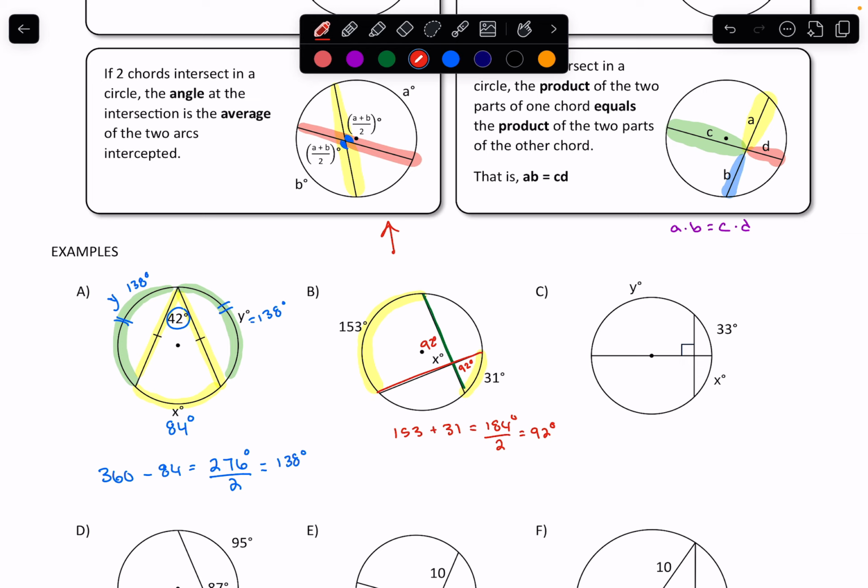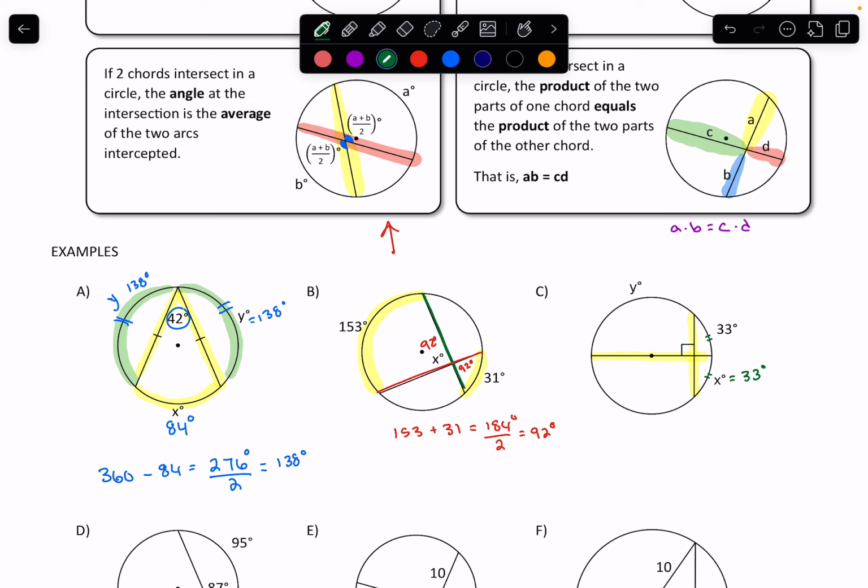Okay, part C. I've got a chord. This yellow chord right here is perpendicular to this chord, and it also happens to be the diameter. Now, when that happens, it tells us that this arc and this arc are the same length. So if this arc above is 33 degrees, then x is also 33 degrees.